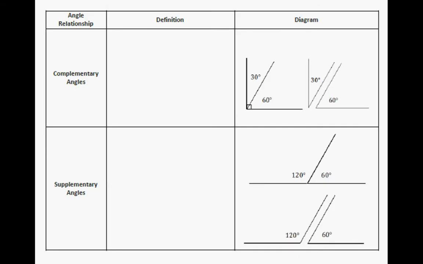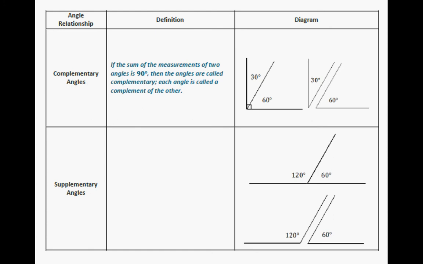So here we have a diagram of two angles that are adjacent to each other and then two angles that are not adjacent. However, if the sum of the measurements of two angles is 90 degrees, then the angles are called complementary. Each angle is called a complement of the other. So they can either be adjacent or they can be non-adjacent.